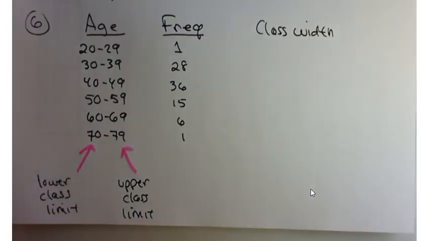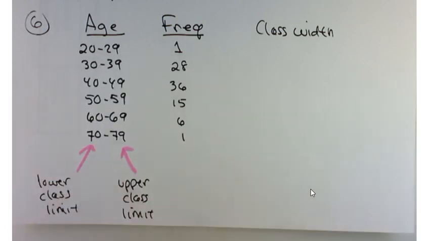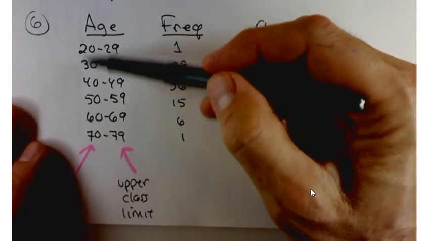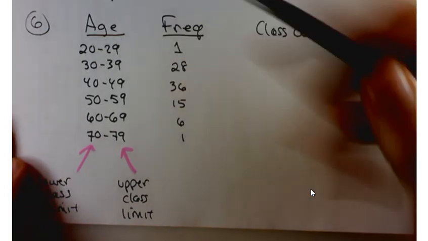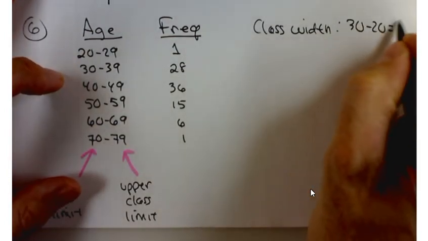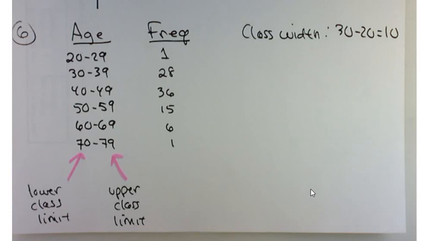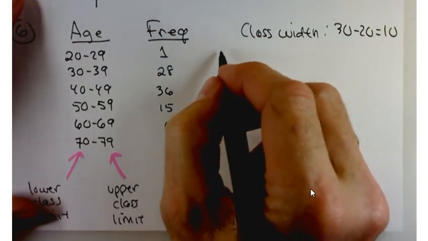Now certainly you can be forgiven for thinking that the class width, how wide this class is, is 9. That's not the actual class width. Class width is the distance between two adjacent lower class or upper class limits. So the class width here, for instance, you could do as 30 minus 20 equals 10. The class width is 10. That's how wide your particular classes are.